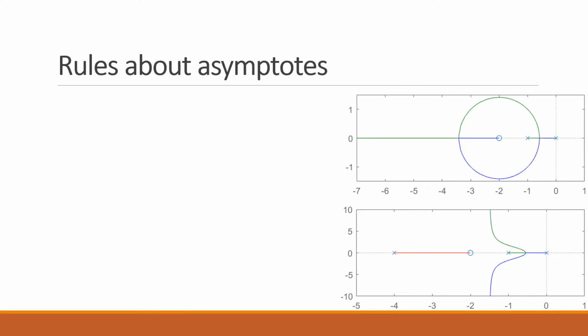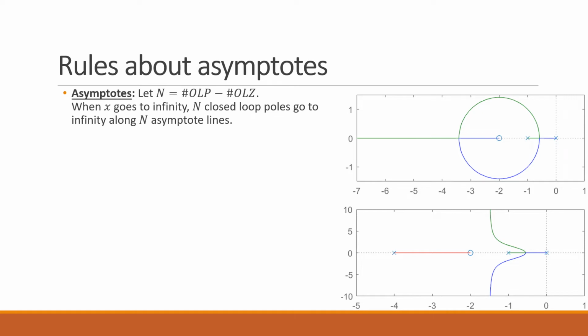As seen before, the closed loop poles travel from the crosses and go towards the zeros or infinity. And when they go towards infinity, they follow some special lines, and we call those asymptotic lines. The first rule is about the number of such asymptotes. And the answer is, the number of asymptotes you're going to have is the number of open loop poles minus the number of open loop zeros.